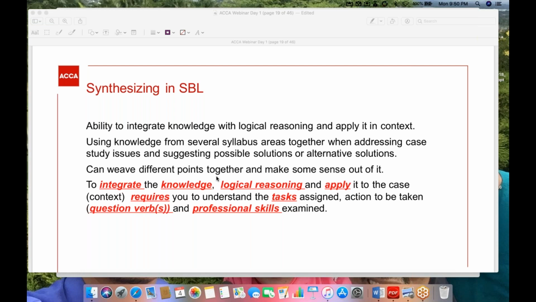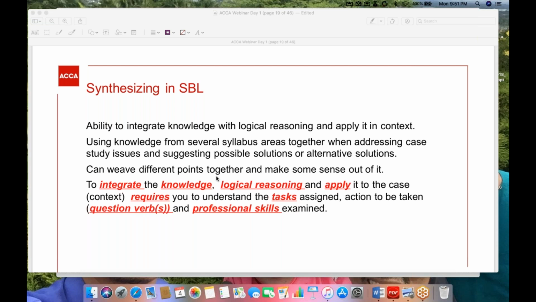For you to be able to do this, you need to understand the task assigned to you, and not just the task, but also the role that you have in that particular case study. You need to know the action you are supposed to take, that's the question verbs, and the professional skills that are examined, so that you will know how to write.